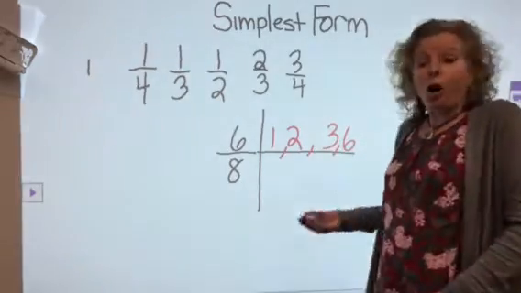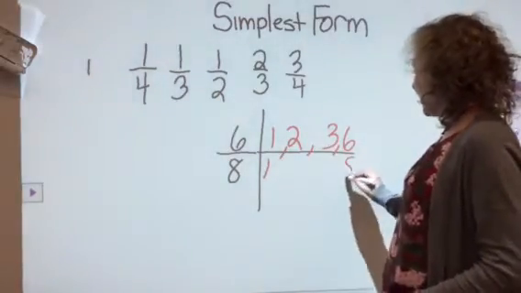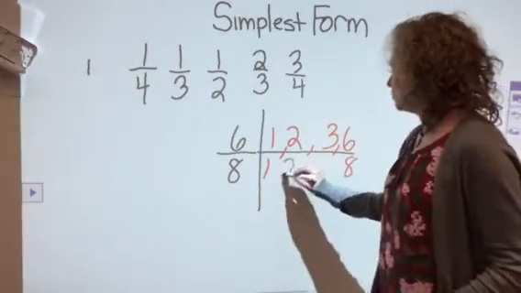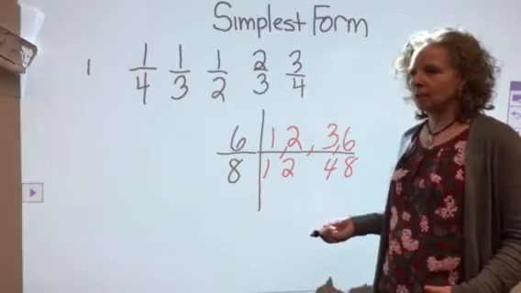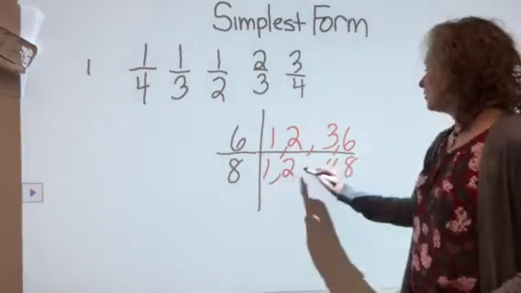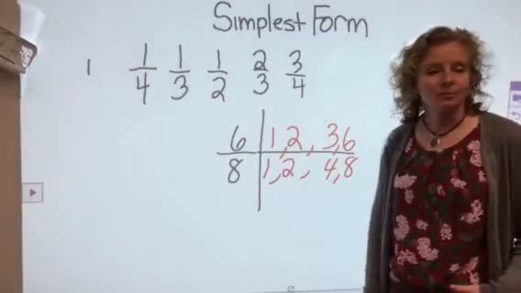Now I'm going to figure out all my factors of 8. 1 and 8 are factors, and 2 and 4 are factors. 4, well, we already have that one. So there are all my factors of 8.